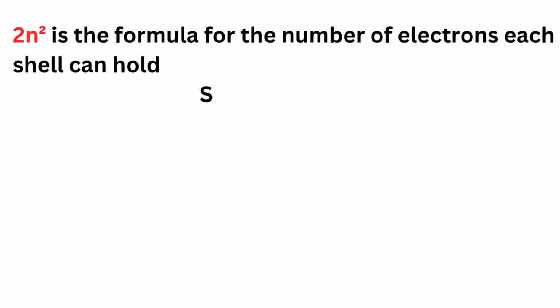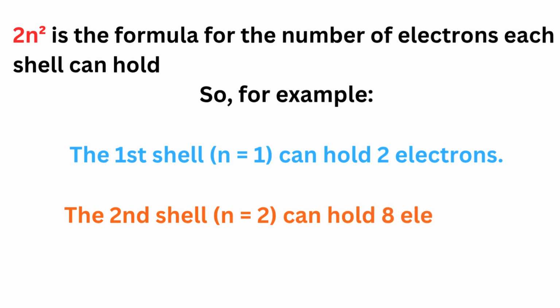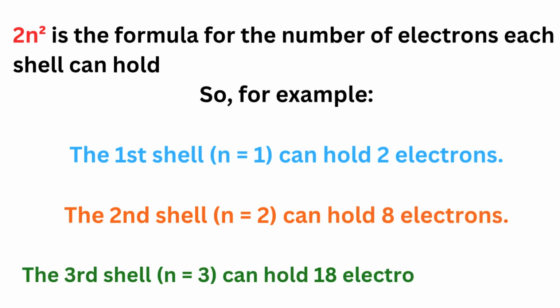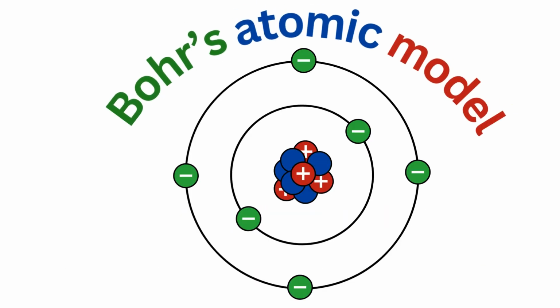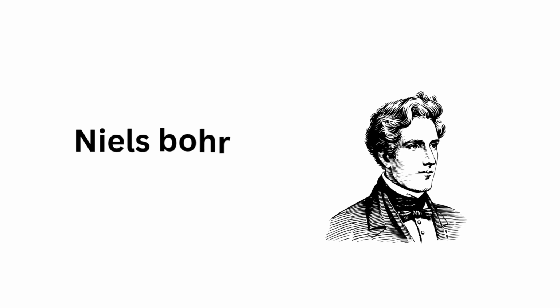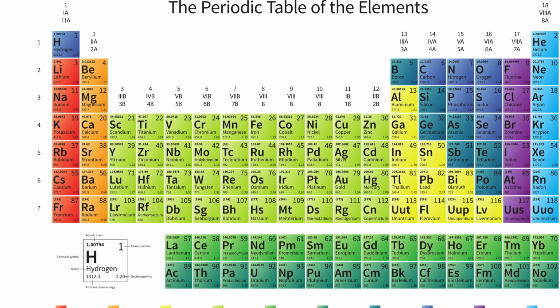So, for example, the first shell, N equals 1, can hold 2 electrons. The second shell, N equals 2, can hold 8 electrons. The third shell, N equals 3, can hold 18 electrons, and so on. This way of illustrating an atom is called Bohr's atomic model, named after Niels Bohr, who developed it. Now let's look at Bohr's atomic model for 3 examples of elements on the periodic table.